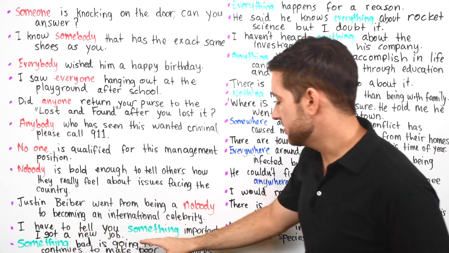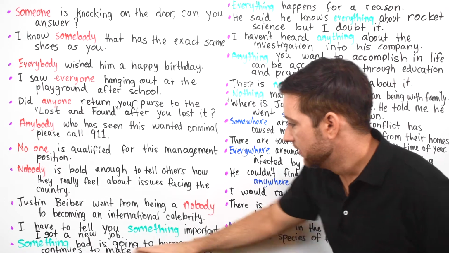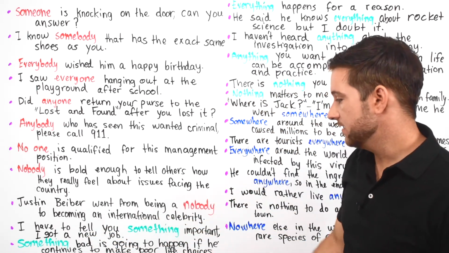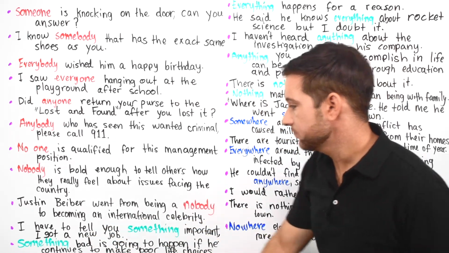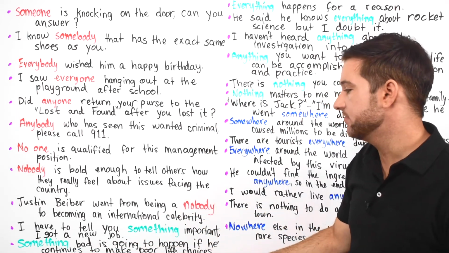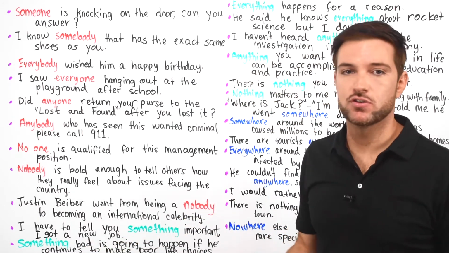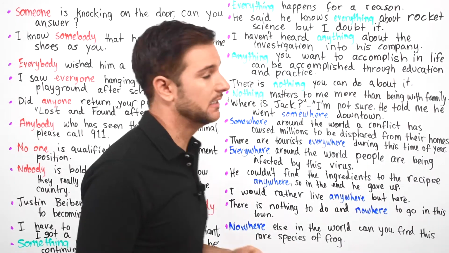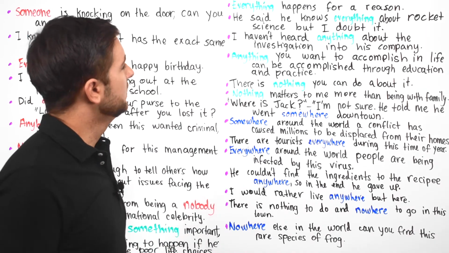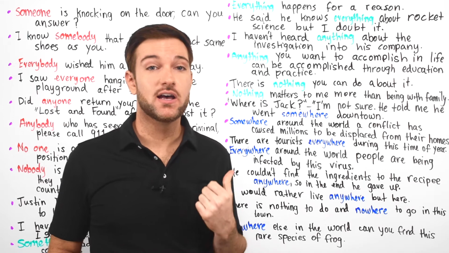I have to tell you something. Oh, I have to tell you something important. I got a new job. Something bad is going to happen if he continues to make poor life choices. Something bad. We're not sure what, but something bad. Okay, so that's something. We're going to now move on to everything.